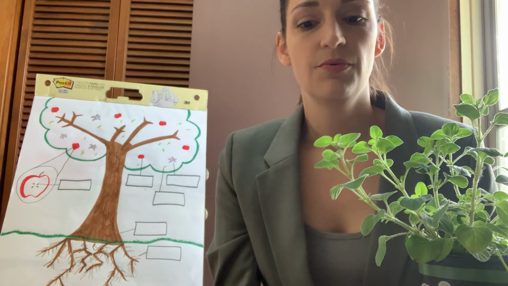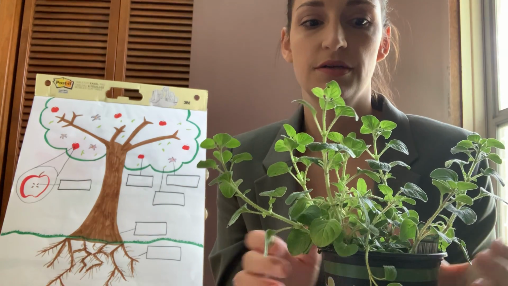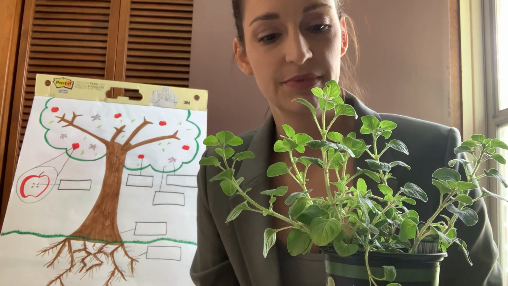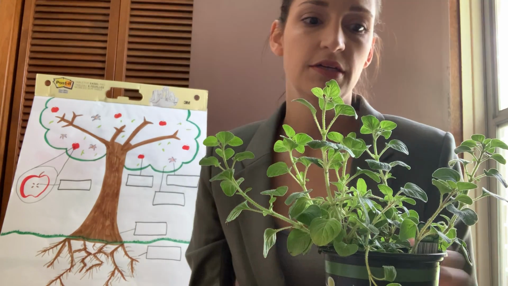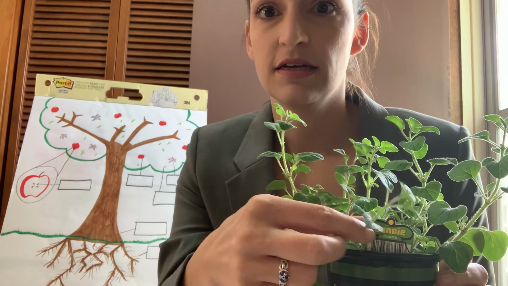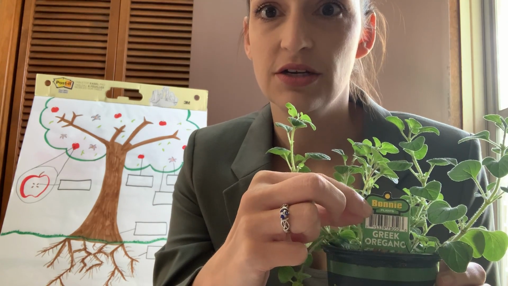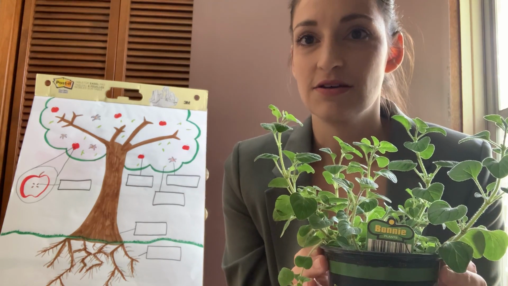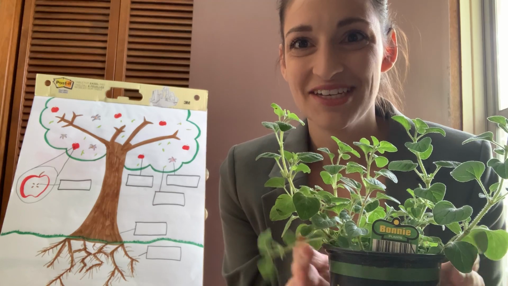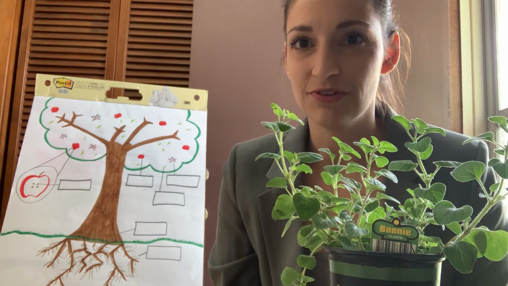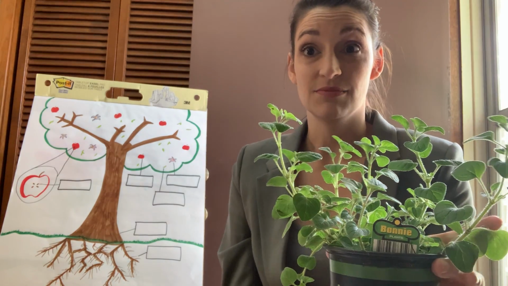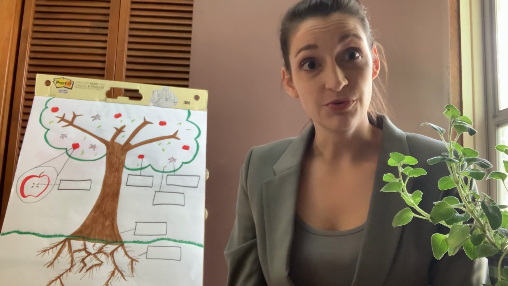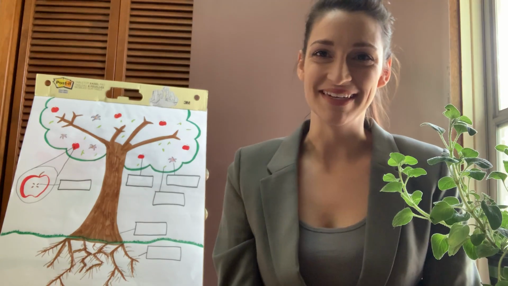Now, what are these right here? Can you tell me? Some leaves. Now this is an oregano plant, Greek oregano. And we use this to make spaghetti sauce. You put it in there and it gives a really good flavor. How many of you have eaten spaghetti before? All of you. You really like spaghetti? I really like spaghetti too.